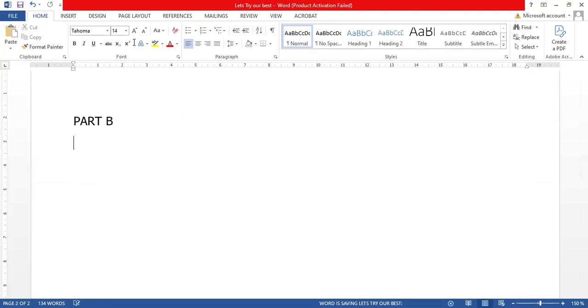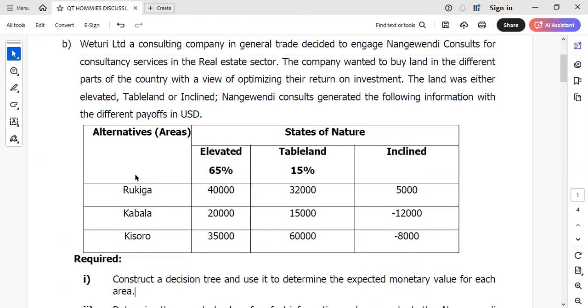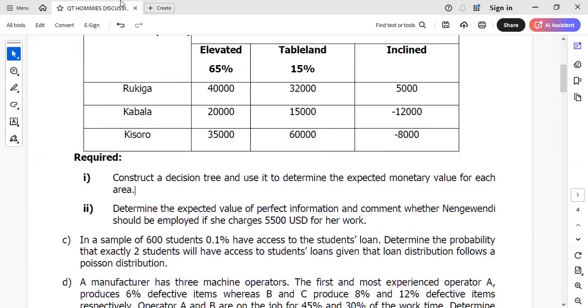Next part, what are they telling us? Okay, part B, the required part. They are telling us we construct a decision tree and use it to determine the expected monetary value for each area. So here we need to construct the decision tree.